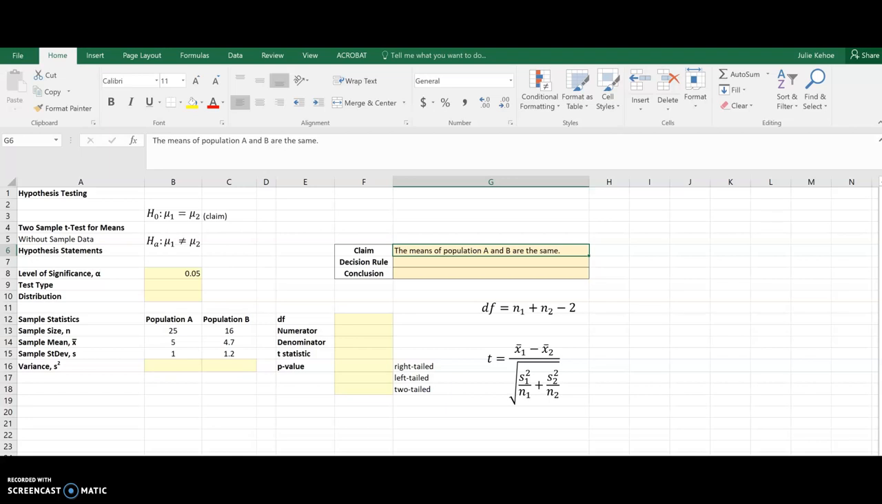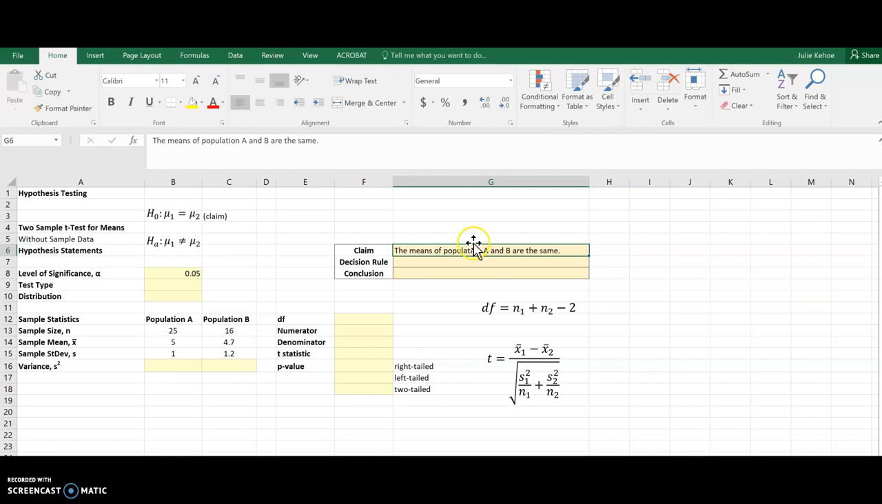This video is going to show you how to do a two-sample t-test for means in Excel when you don't have the data sets. So let's say all I've been given is a set of information like this here, where I have a sample size, sample mean, and sample standard deviation for two samples.